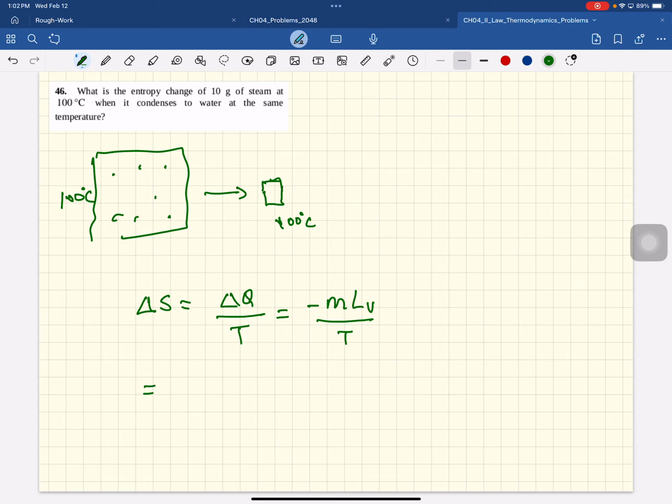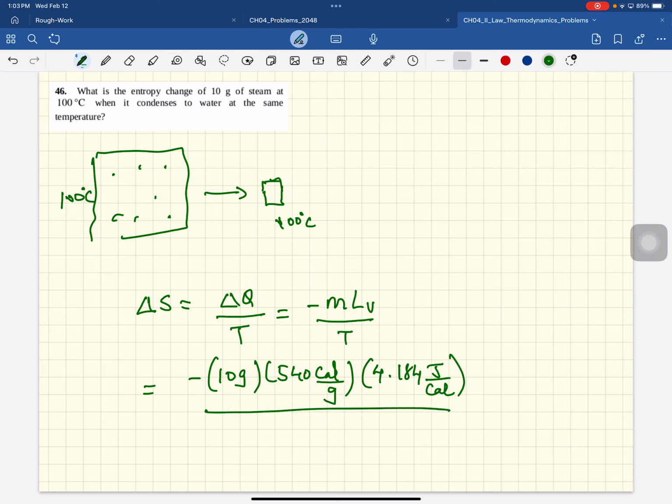So 10 grams, and this is 10 grams, 540 calories per gram. That's the latent heat of vaporization. And we'll convert it into joules, 4.184 joules per calorie. And the temperature at which this is happening is 373 degrees Kelvin.